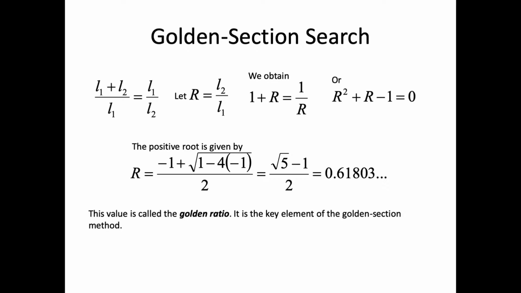If we let R be equal to L2 over L1, we obtain 1 plus R equals 1 over R, or the quadratic equation for R as R squared plus R minus 1 equals 0. Solving for R and taking only the positive root, we get R to be equal to 0.61803. This value is called the golden ratio and is the key element of the golden section method.